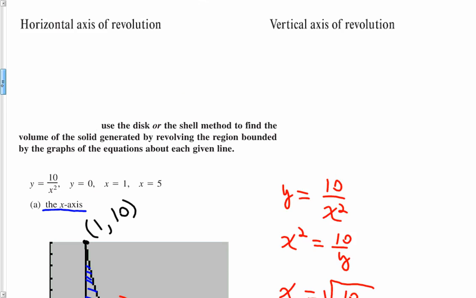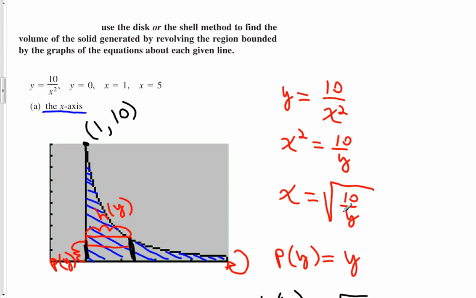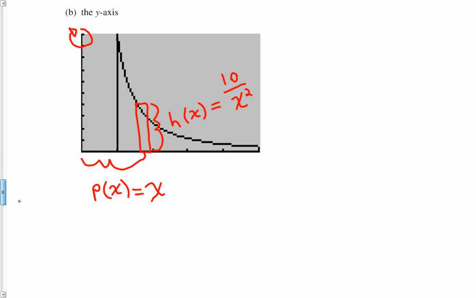Because I'm doing everything in terms of x, I don't have to use this one over here, which has x in terms of y. I'm using this one, which has y in terms of x, a function of x. So there I have my px and my hx. The only thing left to do is set up the integral. But notice here, x doesn't go from 0 to 10 like y did. X goes from 1 to 5, and I have to show that as I set up my integral.